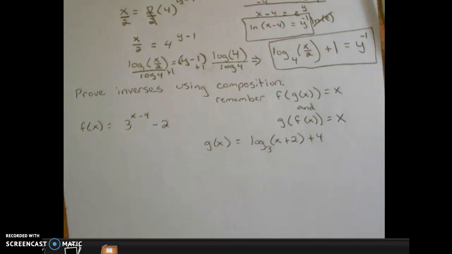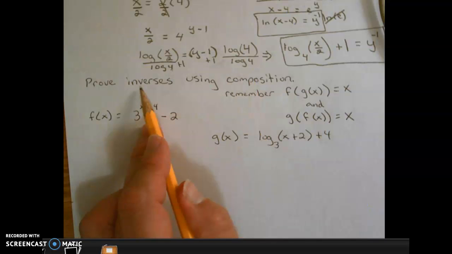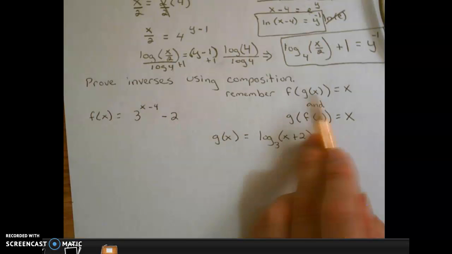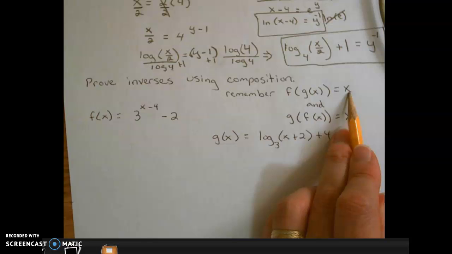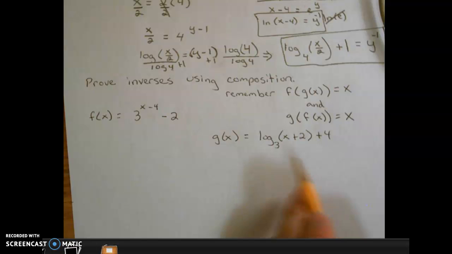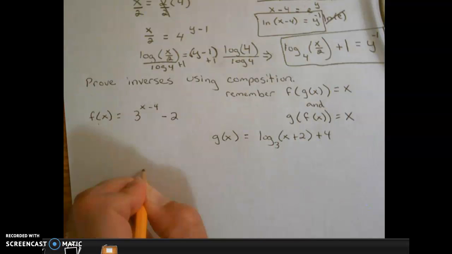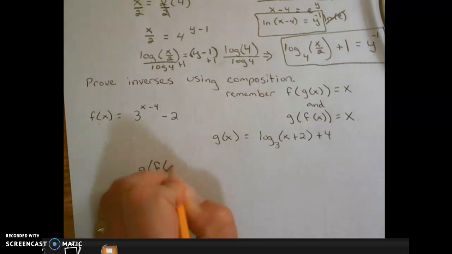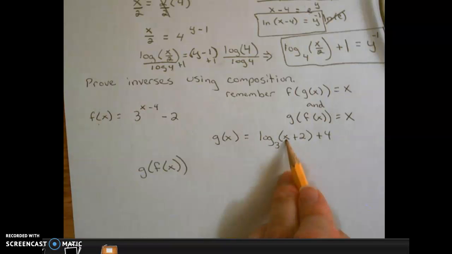Okay, last thing we're going to cover is proving inverses using composition. We've been doing this throughout the year, where we have to input one function into the other, and if the outcome is x when you simplify it, then we have inverses. So let's start by putting f of x into g of x and see what we come up with. Right here, we're going to plug this in here.